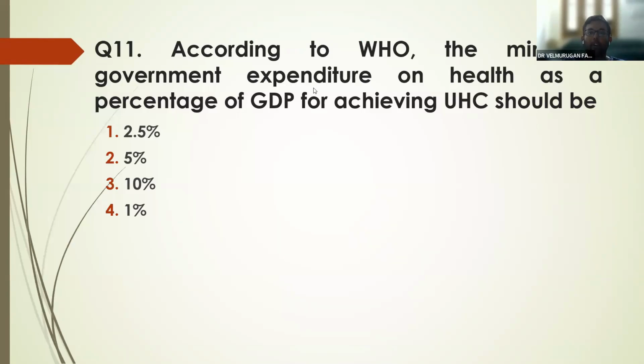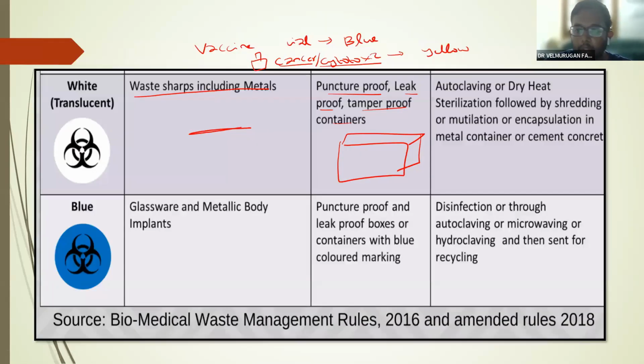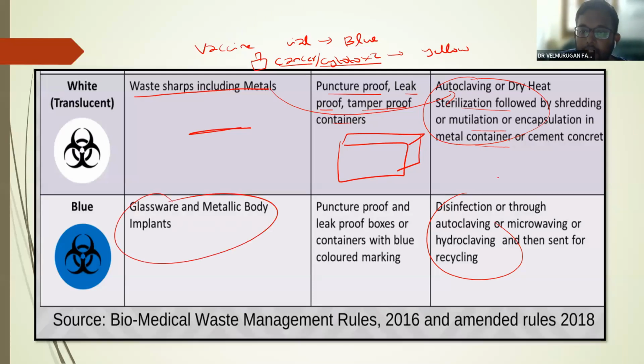So broken vial in blue or white? Broken vial you put in blue. Waste sharps, mainly metals, only go to white, because the process is different. This process is mainly for metals. So you don't think a glass which is broken and sharp should go in white? No. Glass, whether broken or not, should always come in blue only. The process is different.